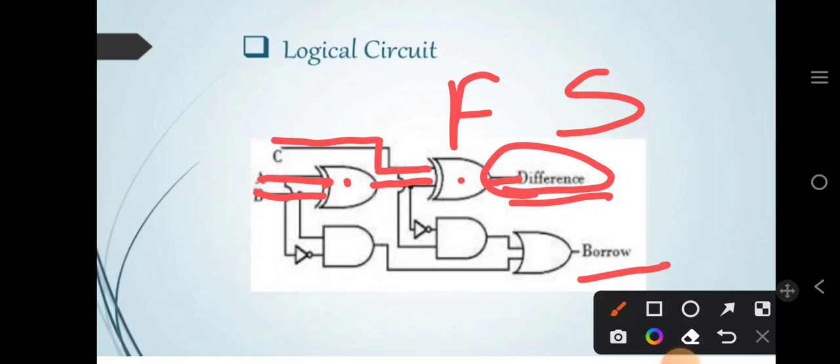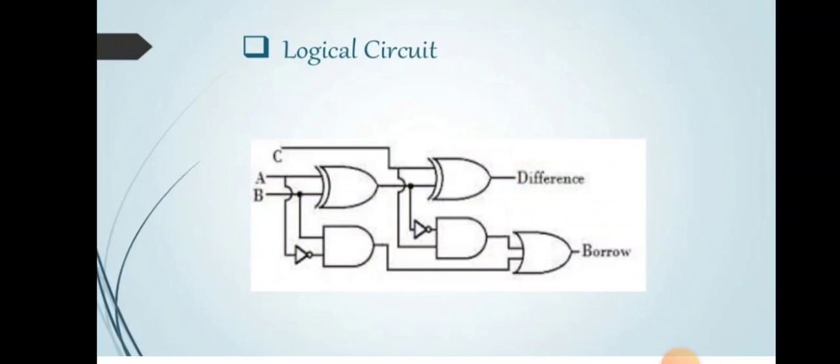And from the equation of borrow, you can see this AND gate has A bar here, this is B, and the output of this AND gate is given to the OR gate, and the next input to this OR gate is this, A XOR B NOT. So these are the two outputs of the full subtractor. So we have completed the half subtractor, then the full subtractor.